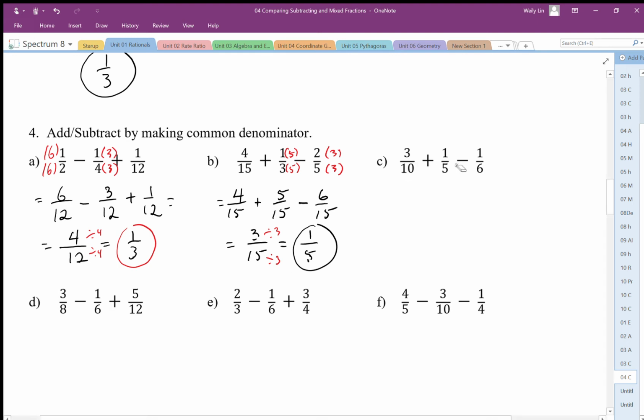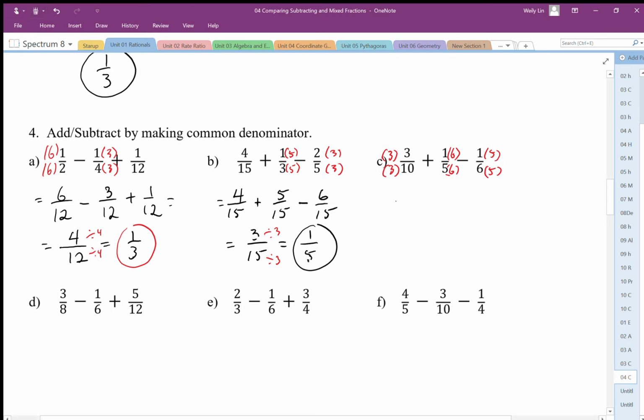So 10, 5, 6, the lowest common denominator is going to be 30. We want to try to go for the lowest as well. If we just multiplied that all together, we'd get 10 times 5 times 6, which is 300. That's bigger than we need. So we're going to use our lowest common denominator, and that lowest common denominator is 30. So we need a times 3 here, times 6 here, times 5 here. Make sure you show that multiplier.